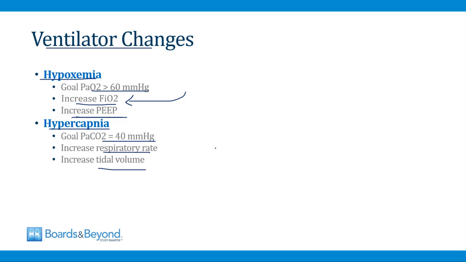If the PaCO2 is elevated and the patient is in a ventilator mode where you set the respiratory rate, then you can increase the respiratory rate. Also, if they're in the assist control mode, you can increase the tidal volume. Either of these two maneuvers will increase the minute ventilation, and that will blow off more CO2.